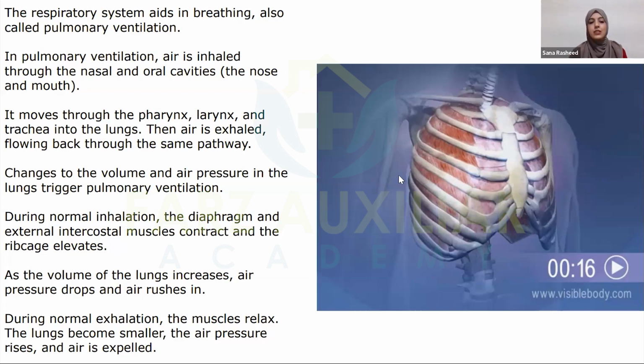During normal inhalation, when we take air in, the diaphragm and external intercostal muscles contract, due to which the ribcage elevates. As the ribcage elevates, the volume of the lungs increases and the air pressure drops within the lungs, due to which air moves from the airways to the lungs, from a high pressure area to a lower pressure area. During exhalation, the diaphragm and external intercostal muscles relax, and the air is expired.